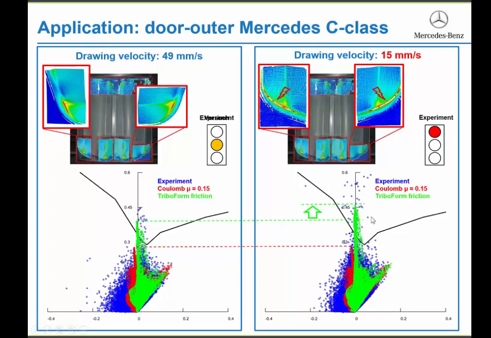This comes because there is a velocity dependency in this EG material, which was used by Daimler. And if you decrease your velocity, this will have an influence on your tribology system. In this case, you will have a higher friction coefficient. And if you have a higher friction coefficient, then also your part will become more critical. And this is what you see in these figures.